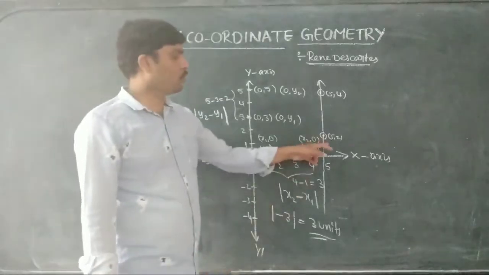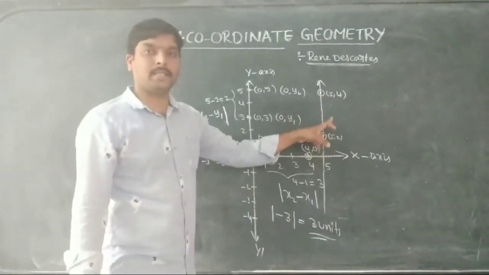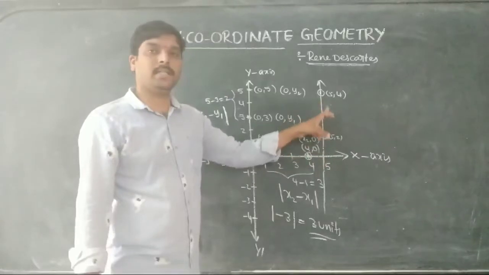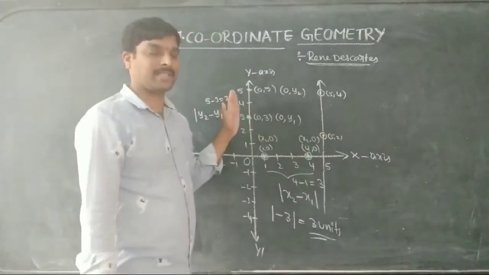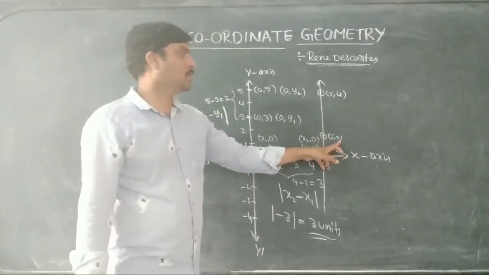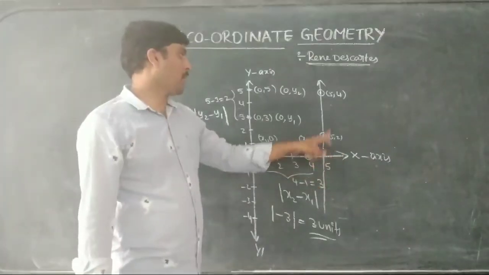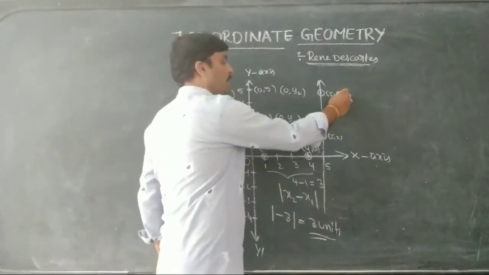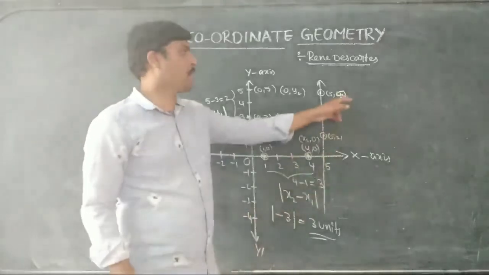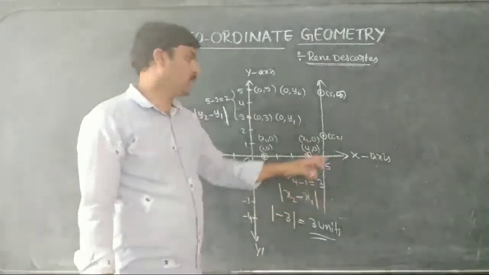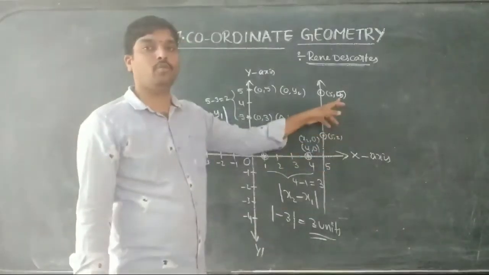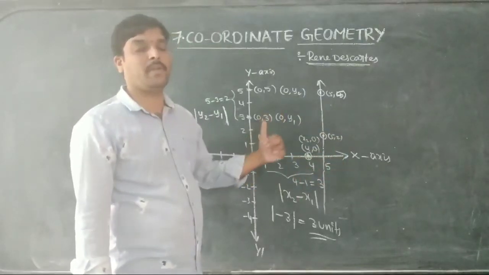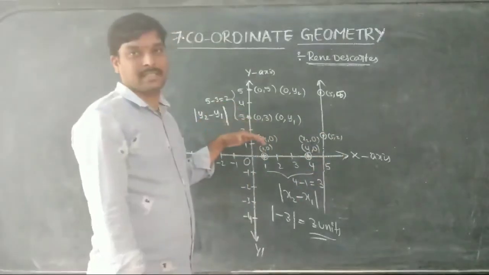What do you observe in these 2 points? The x coordinate is the same, so this line is parallel to the y-axis. Now 4 minus 2, here 5 minus 5 you can take. 5 minus 2 is 3. So here the y coordinate is the difference. y2 minus y1 is the difference between 2 points on the y-axis.